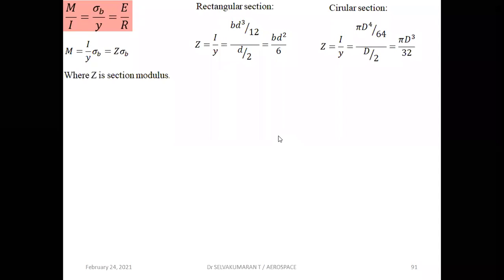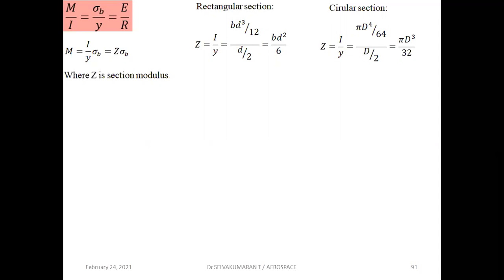For a circular section, the area moment of inertia is pi d power 4 by 64, and Y is nothing but the total diameter divided by 2, that is d by 2. If you simplify, pi d cube by 32 is the section modulus for the circular section.